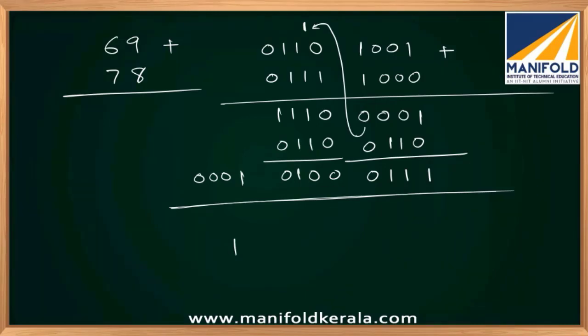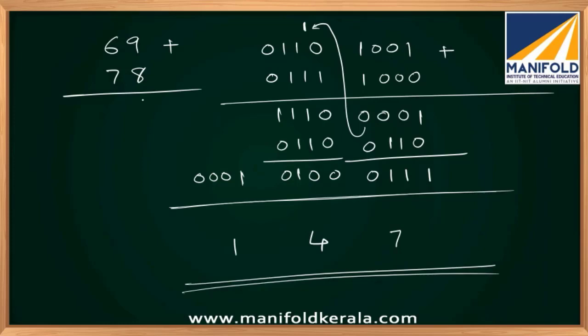I'm sorry, did I make a mistake here? 9, 7, 8, 7, 8, 1, this is 4, right? 1, 4, and this one is 7. Now, is that the answer you're expecting after adding 69 plus 78? 9 plus 8, 7, and this is 147, right? So you are expecting 147 and you are getting 147.